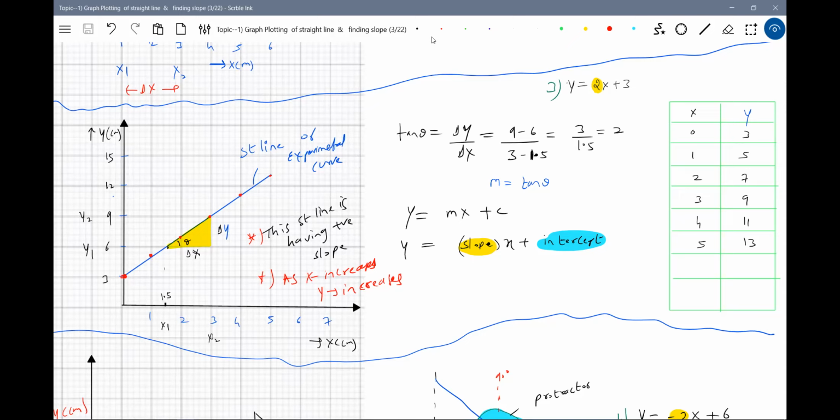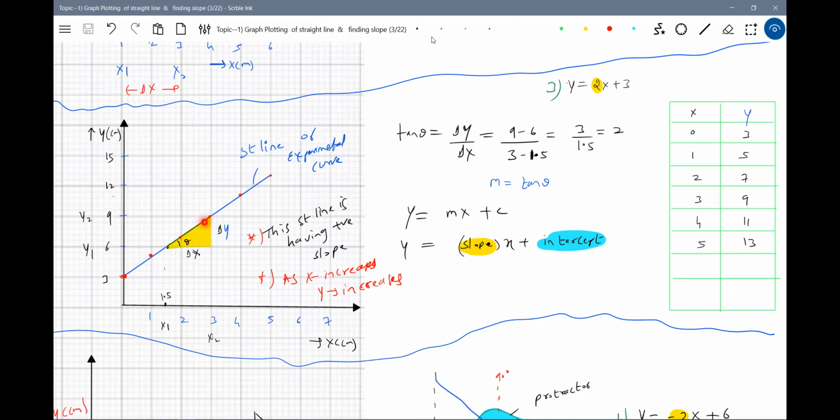After this, what should we do? We should go for plotting the graph. So how to plot the graph? Again, what is the method? First, you have to go for the experimental points. So what are the experimental points here? Put x equal to 0, y will be 3. Put x equal to 1, y will be 5. The 5 is approximate, I'm just locating it here. Put x equal to 2, y will be 7. Put x equal to 3, y will be 9. Put x equal to 4, y will be 11. Put x equal to 5, y will be 13.